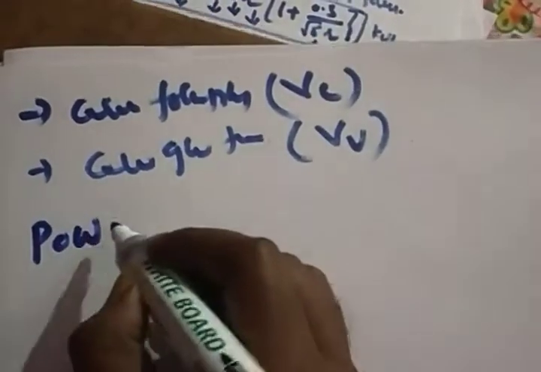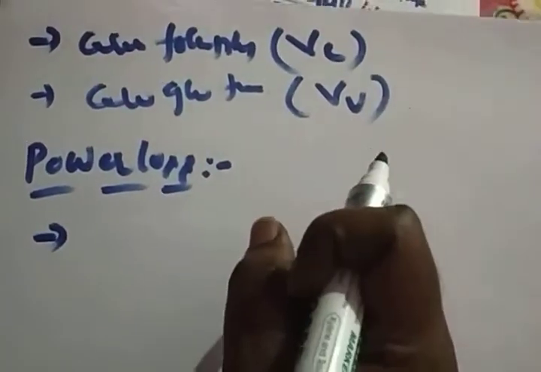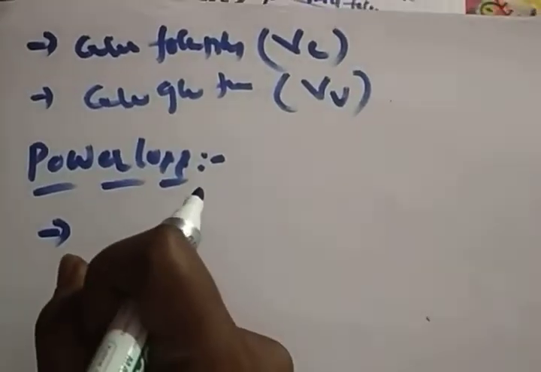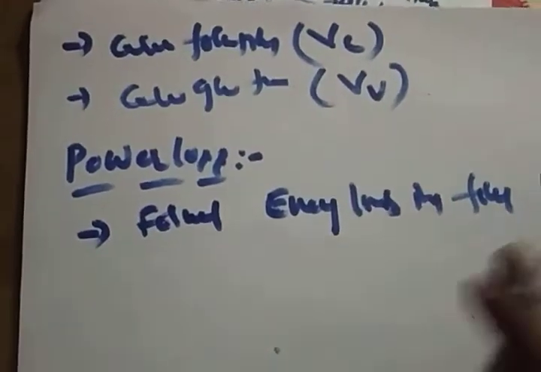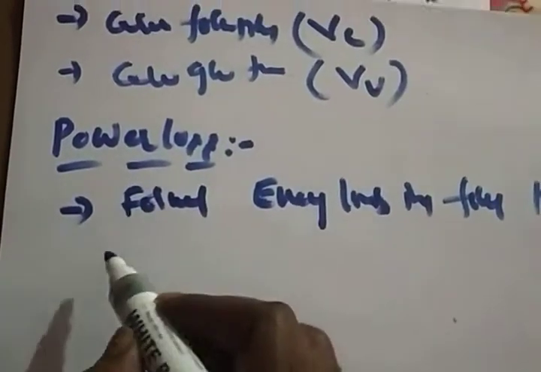And another term we need to know is power loss. When the corona forms, there is some sort of energy loss between the conductors, in the form of heat, light and some chemical reactions. That energy loss we call the power loss due to corona.